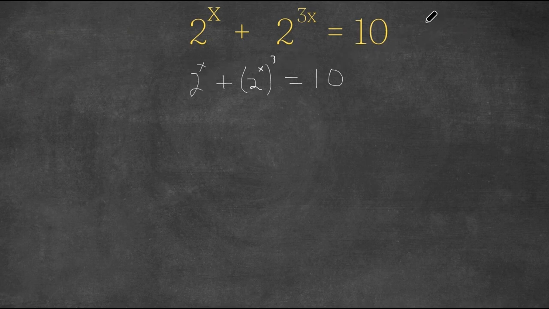And now what we're going to do is, since we have 2 to the power of x, we're going to set 2 to the power of x equal to y, the variable y. So y equals 2 to the power of x. So now we're going to replace all the terms that have 2 to the power of x with y. So this rewrites to 2 to the power of x, that's y, plus y to the power of 3 equals 10. Now we're going to subtract 10 on both sides.